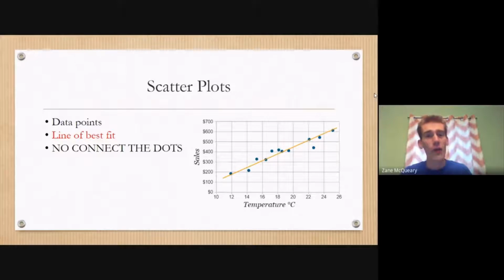Scatter plots are another way we can plot our data. You have your data points, those blue dots, and then you draw a line of best fit. A line of best fit is something you may have not encountered before. Basically, it's a line that tells the story of your data points. It's a line that goes through most of your data points, or at least close to them. It does not connect the dots. If you want to connect the dots, you can go get a coloring book. But in physics, we don't have coloring books. We draw lines of best fit.